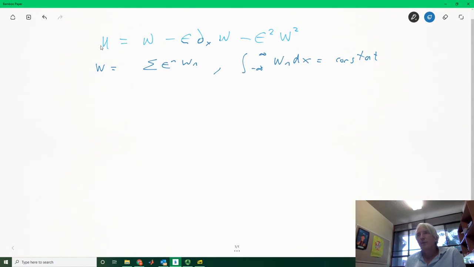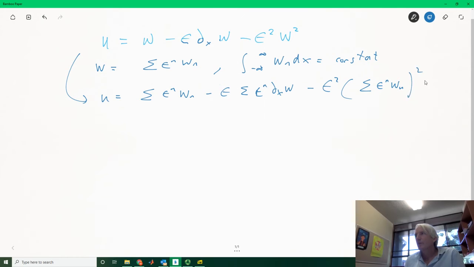These are the unknown. So we basically substitute in this expression, and we get u is equal to the sum of epsilon to the n Wn minus epsilon times the sum of epsilon to the n dx Wn, minus, and this is a bit tricky, epsilon squared times the nonlinear part. And then we try and pull out the powers of epsilon.